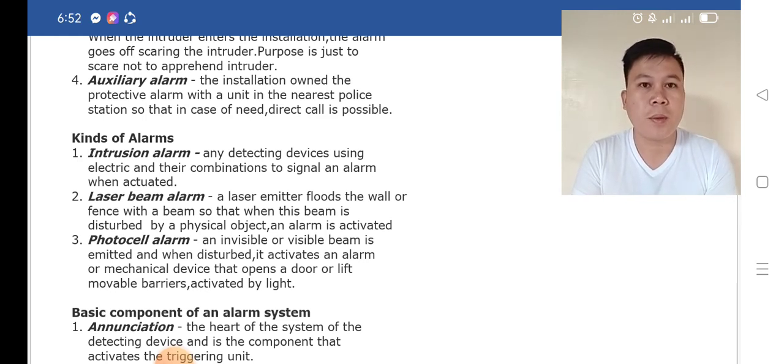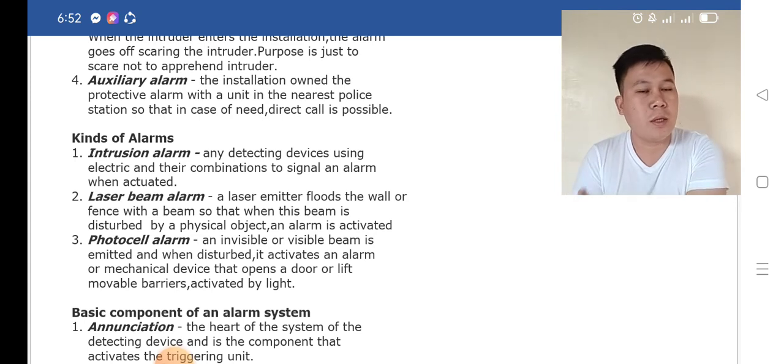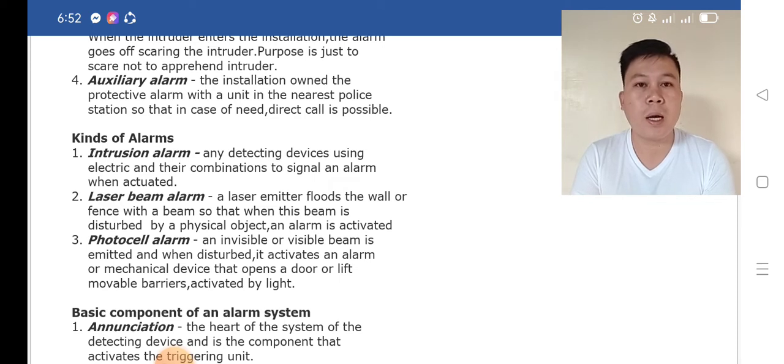Okay. Number two is laser beam alarm. A laser emitter floods the wall of fences with a beam so that when this beam is disturbed by a physical object, an alarm is activated. So from the word laser, so if ever na mahawakan natin yung beam or any barrier or physical barrier na nakalagay dyan, kapag nahawakan for example or whatsoever, so, yung laser beam alarm is mag-signal.